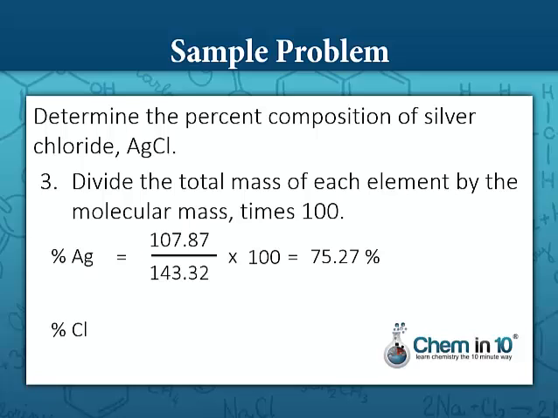And the percent by mass of chlorine is equal to the molar mass of chlorine, 35.45 grams per mole, divided by the molar mass of the compound, 143.32. We multiply that by 100, and we get 24.73% by mass chlorine. If you notice, if you add these two numbers together, you'd get 100%, because the molecule is made of silver and chlorine.